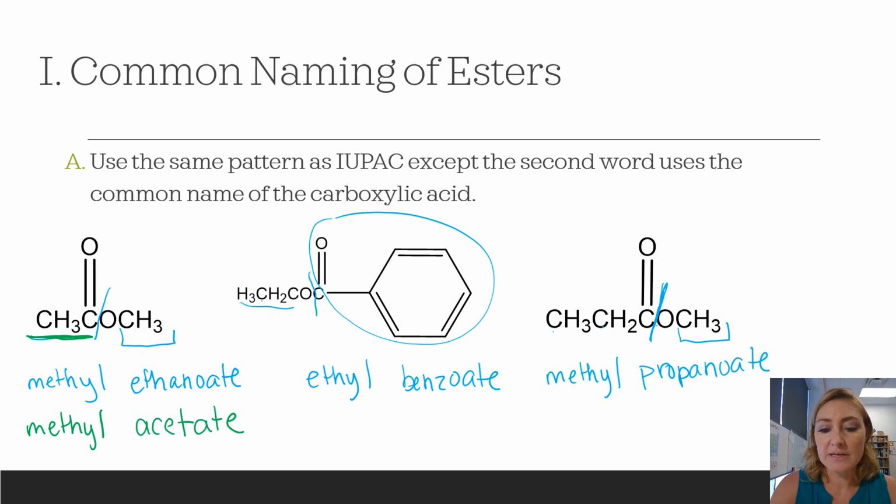And now for the common name, nothing changes with my alkyl group. It's still methyl, but I'm going to change the prefix. So this would have been propionic acid. So I keep the propion, remove ic acid, and end it with ATE. So this is methyl propionate for the common name.